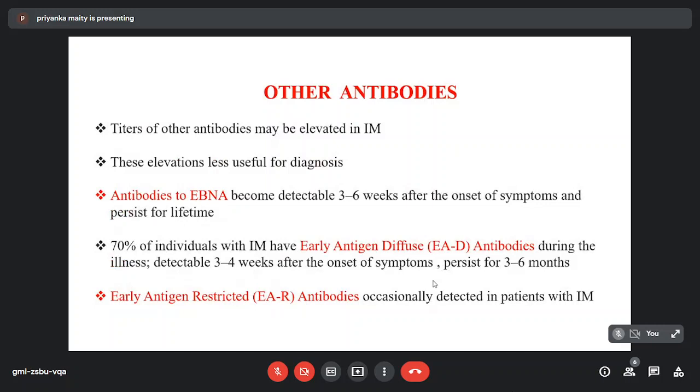Titers of other antibodies may be elevated in IM. These elevations are less useful for diagnosis. Antibodies to EBNA become detectable 3 to 6 weeks after the onset of symptoms and persist for a lifetime. 70% of individuals with IM have early antigen diffuse antibodies during the illness, detectable 3 to 4 weeks after the onset of symptoms, which persist for 3 to 6 months. Early antigen restricted antibodies are occasionally detected in patients with IM.